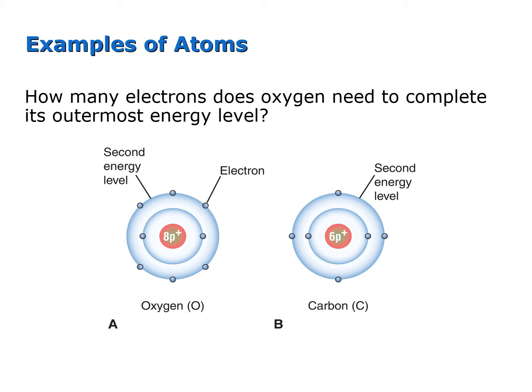We are looking again into the oxygen that has 8 positive particles in the nucleus, 8 protons, that will be balanced by 8 negative particles that will gravitate on different orbits. We'll always have 2 on the first level of energy, and the rest of them, 8 minus 2, will be 6. There will be 6 electrons on the second level of energy for this atom.